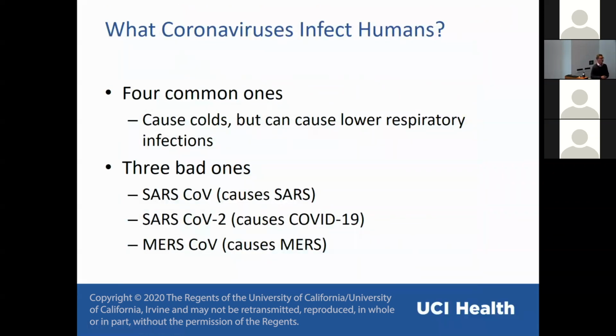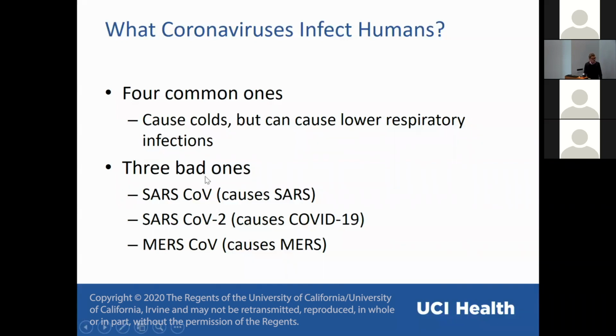Which coronaviruses infect humans? Well, there are 4 common ones that have been circulating, we've known about for a fair amount of time. And these merely cause common colds, although they can cause lower respiratory infections, sometimes severe, but almost exclusively in immunocompromised patients. But then we have 3 bad ones. We have the agent of SARS, which is SARS CoV. We have the agent of COVID-19, which we're talking about today, which is SARS CoV-2. And then we have MERS-CoV, Middle Eastern respiratory syndrome virus.